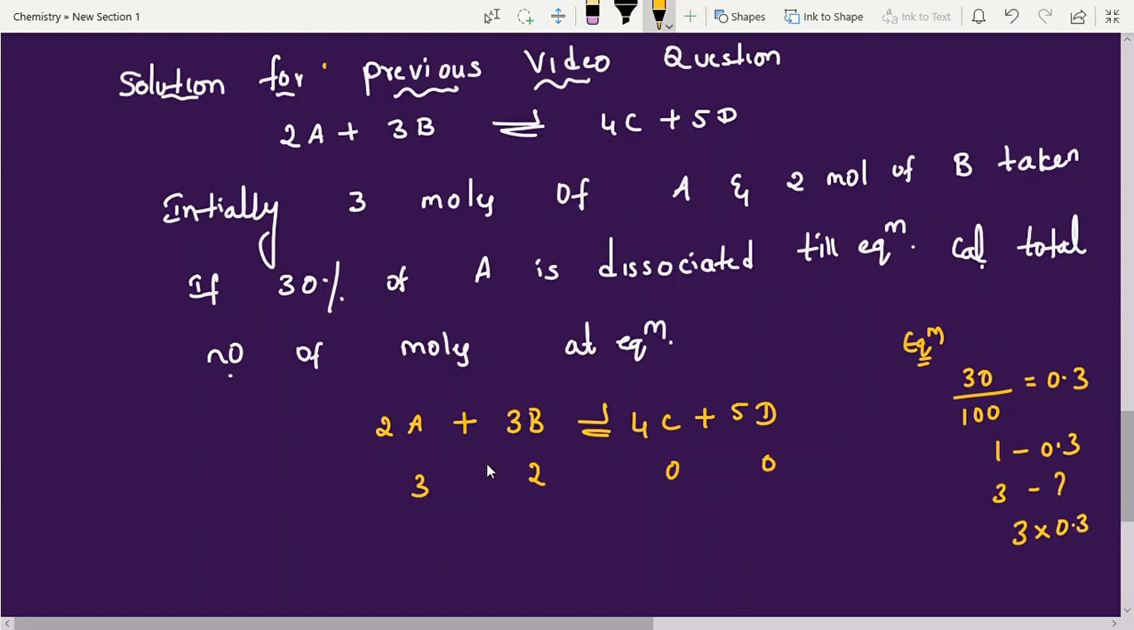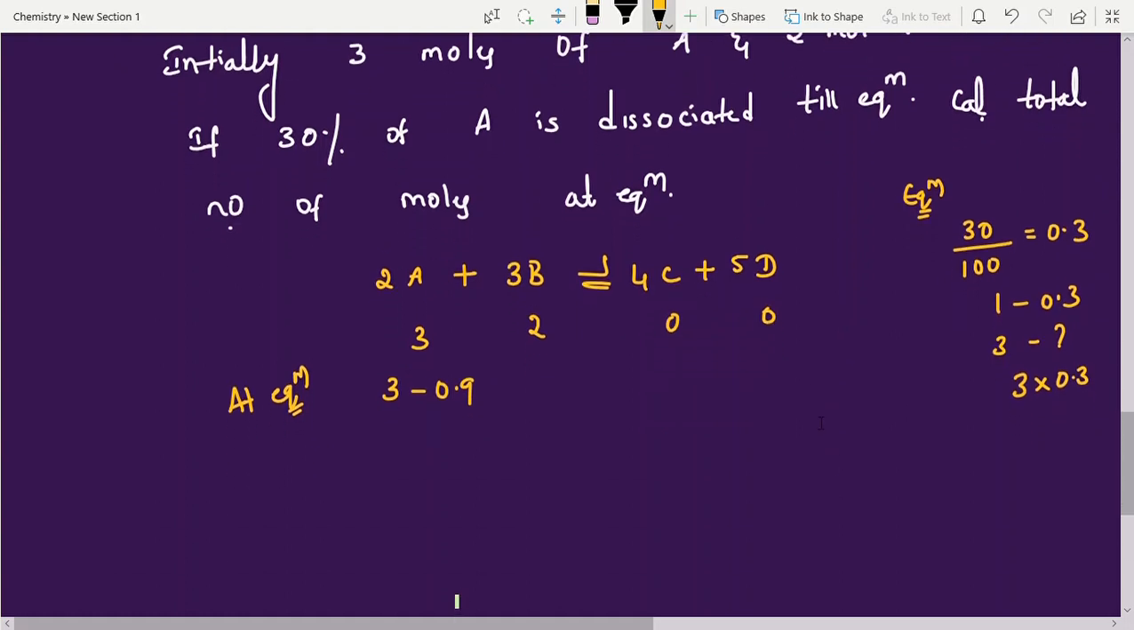At equilibrium, how much dissociated? 3 moles means 0.9. Same like 2 moles? So how to take this one? Stoichiometric coefficients. Don't take directly like this, 2 minus 0.9. Don't take like that. What is the stoichiometric ratio? 2A reacting means how many moles of B reacting? 2 moles of A, 3 moles of B. 2 is to 3.